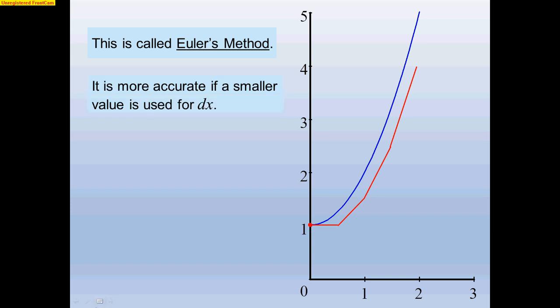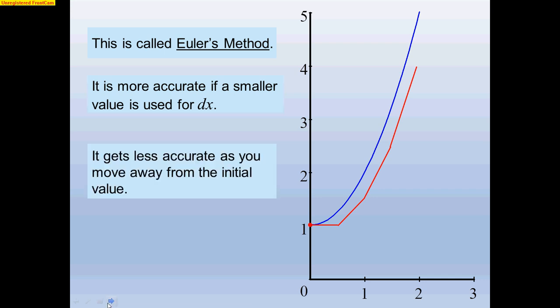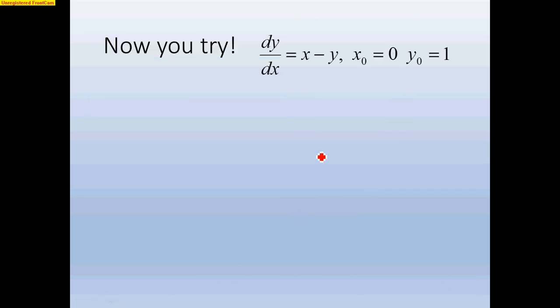And of course, the smaller dx you use, the closer your approximation will be. It always gets less accurate as you move away from the initial value. And now let's try this with a real differential equation that we don't know what it looks like. So this derivative is the one I gave you we first looked at, x minus y. I don't know what this solution looks like, and I can't solve this by any method that I know.